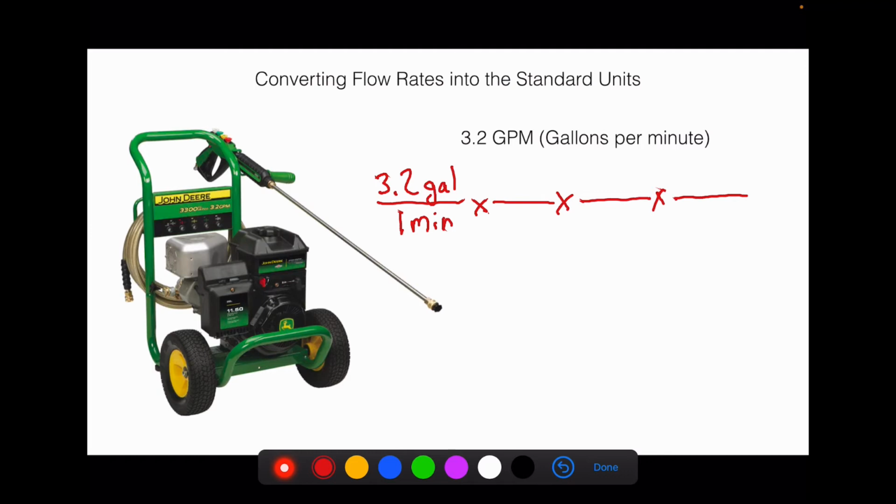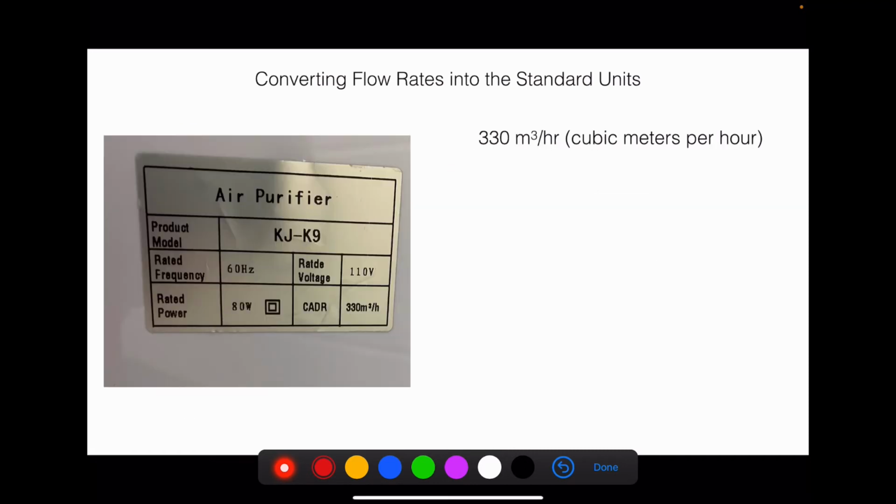and work through the conversion from gallons per minute, which is what is used by John Deere to measure the flow rate of this pressure washer, and convert it to meters cubed per second. Do that for all of these. The air purifiers that Delcy just bought are in cubic meters per hour. Convert it to cubic meters per second.